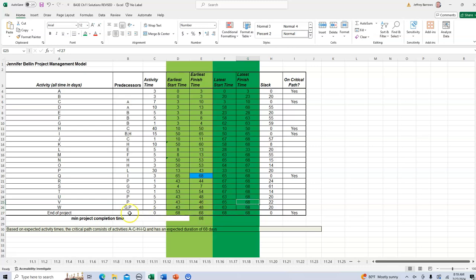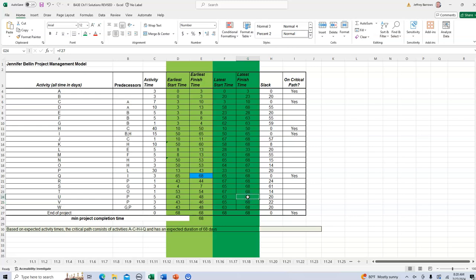And what I'm doing on the backward pass is I'm taking this activity and then I'm looking backwards to see if activity V is a predecessor for any activities that come after it. And I see that only activities G and P are predecessors for activity W. So activity V can also finish on day 68. If I subtract the activity time of 3 days, it can start on day 65.